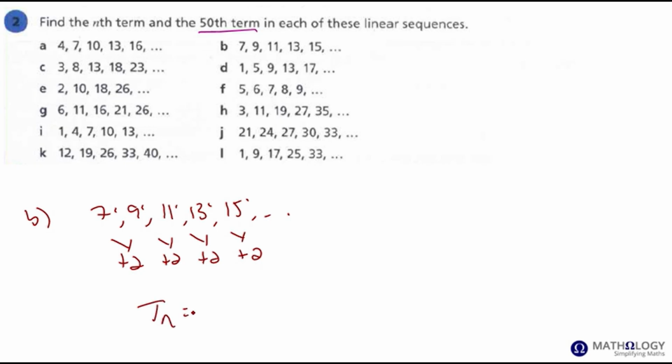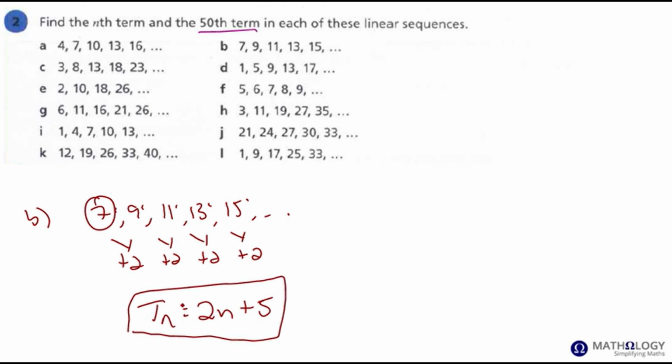So Tn is 2 times n. When n equals 1, we need to get the first term being 7. So when n equals 1, 2 times 1 is 2. We have to add 5 to get 7 for the first term. So that is your nth term.